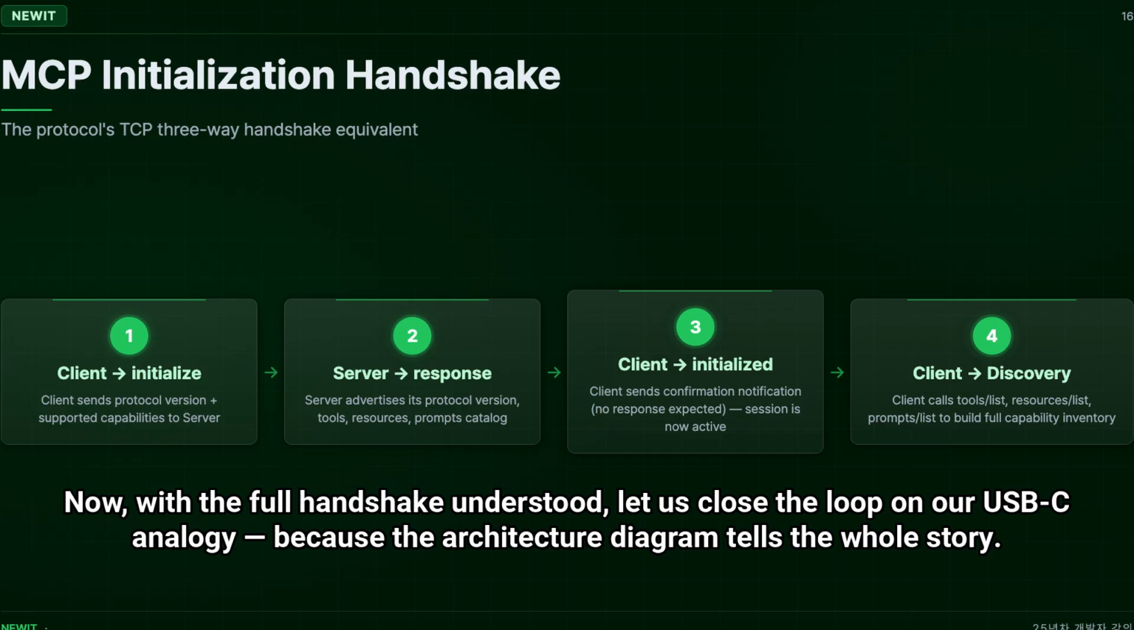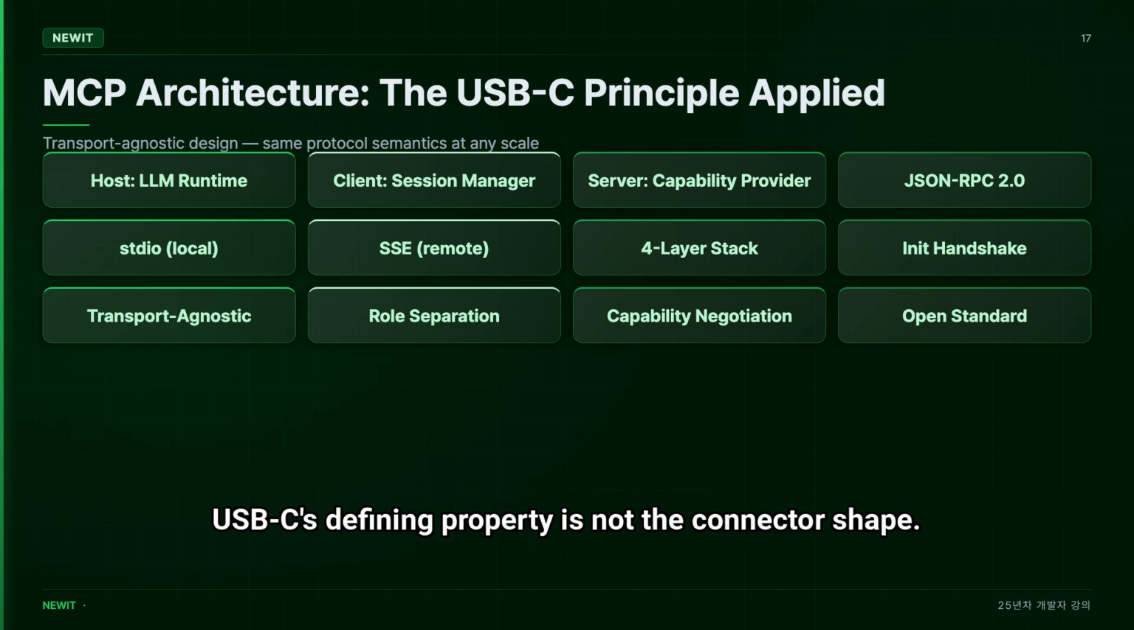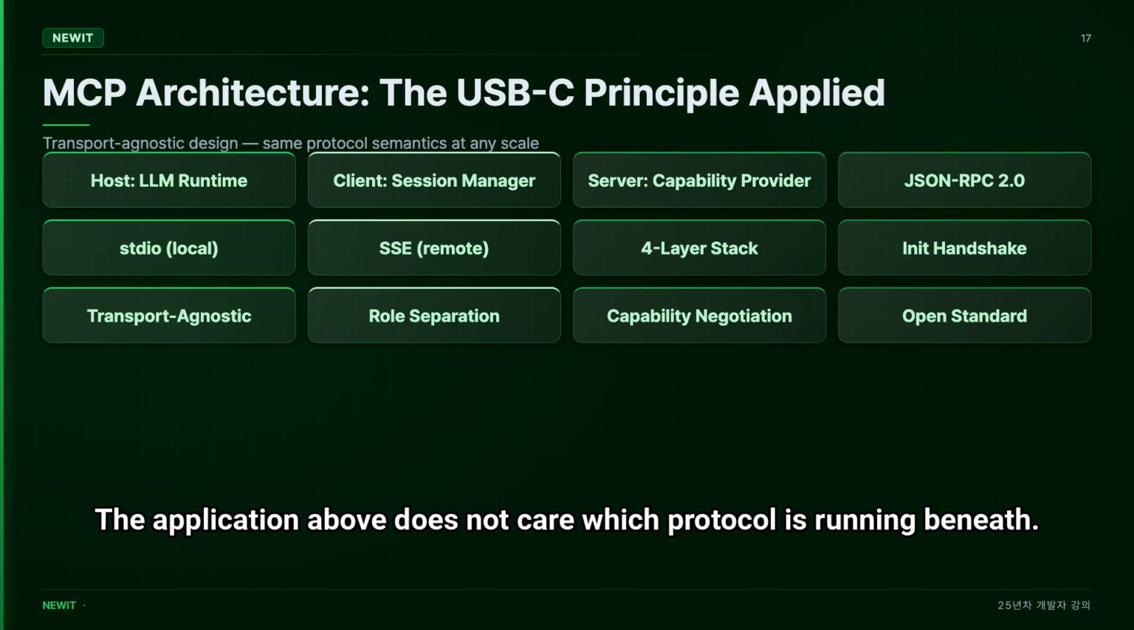Now with the full handshake understood, let us close the loop on our USB-C analogy. But now we can apply it with architectural precision. USB-C's defining property is not the connector shape. It is transport-agnostic data delivery. The same physical port carries USB 2.0, USB 3.2, Thunderbolt 4, DisplayPort, and power delivery, all through the same interface. The application above does not care which protocol is running beneath.